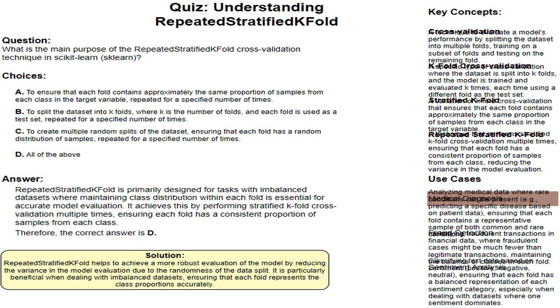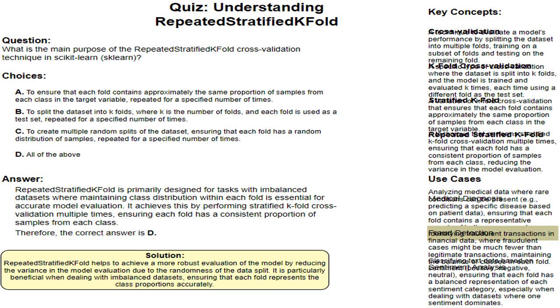Medical diagnosis. Analyzing medical data where rare conditions can be present, e.g., predicting a specific disease based on patient data. Ensuring that each fold contains a representative sample of both common and rare conditions. In a study of heart disease, repeated stratified K-fold would ensure that each fold includes a proportional representation of patients with and without heart disease, even if heart disease is a relatively rare condition.